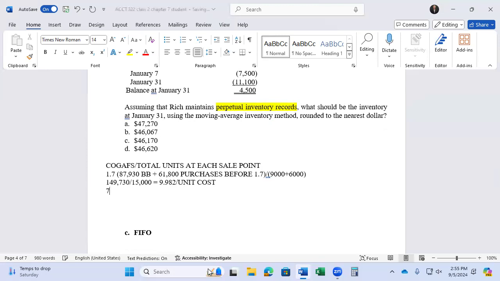Okay, so we sold 7,500 times 9.982. And so this is equal to 74,865 cost of goods sold for 1.7.